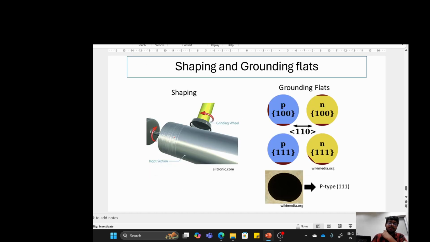Then you do the shaping, in the sense you polish it, you make it more cylindrical, and then cut the flats to identify which type of wafer it is. For P type 100, you have one cut on the left side, or we can say at 90 degrees, two flats will be there. If it is N type, you will have flats on opposite sides. Okay, so this is the thing.